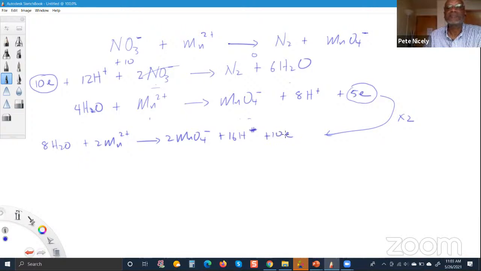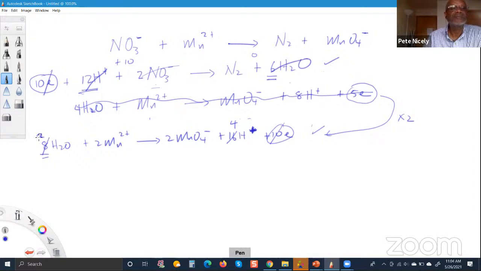plus 10 electrons. Okay, and what I'm going to do to avoid confusion, I'm just going to cross this out and add this equation to this equation, which means that the 10 electrons will cancel out here and here, but some other things will cancel out. For example, we have 12 hydrogen ions here, and we have 16 here. So these 12 will cancel out 12 of these, leaving behind 4, all right? And we have 6 water molecules here, and we have 8 here. So these 6 water molecules will cancel out 6 of these, leaving behind 2, all right? And then we just add up what is left.